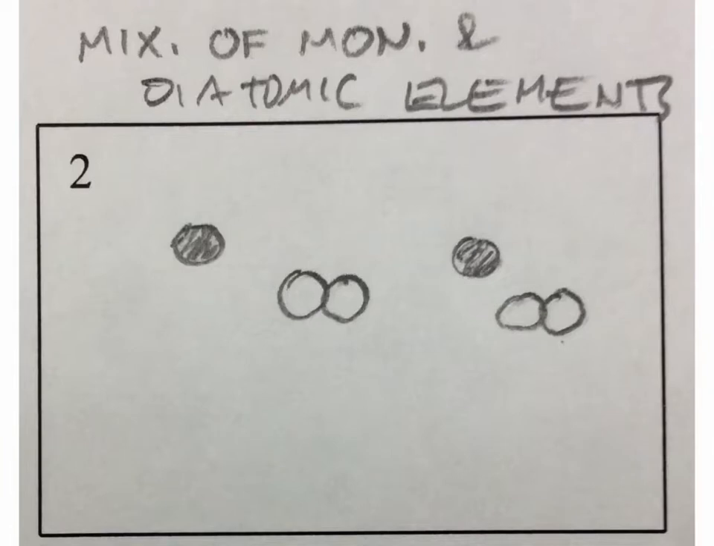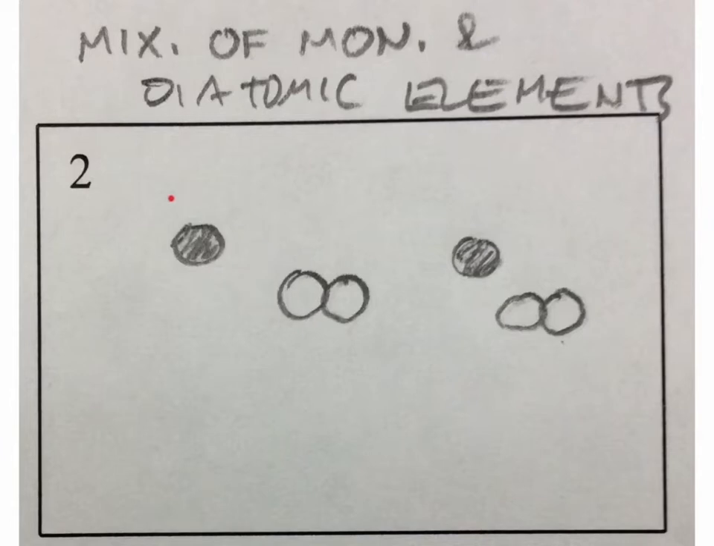Okay. Next, you're asked for a mixture of monatomic and diatomic elements. So this is a mixture because it's got 2 different types of substance or chemicals in it, whatever this element is and whatever this molecule is. Those are 2 different chemicals, so it's 2 different substances mixed together. That makes it a mixture.